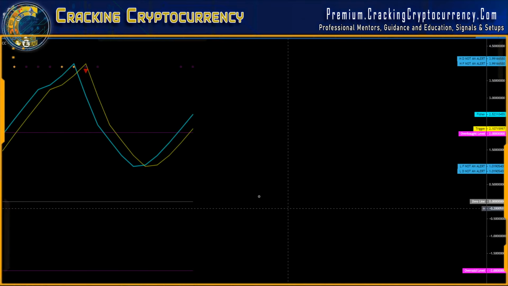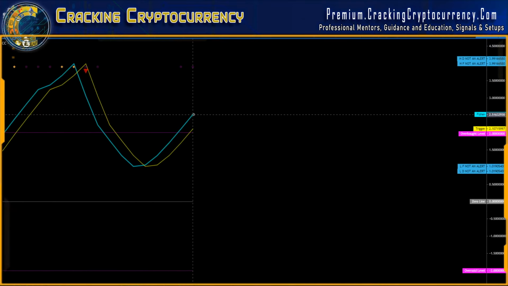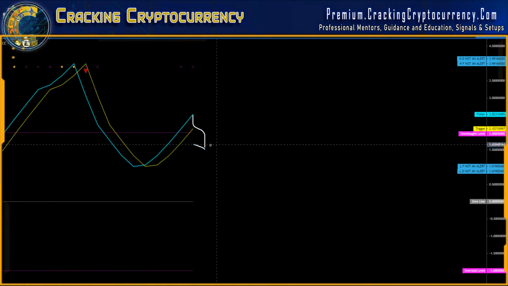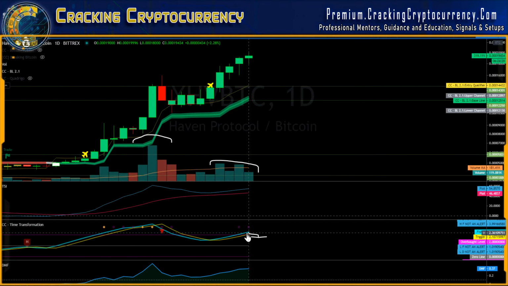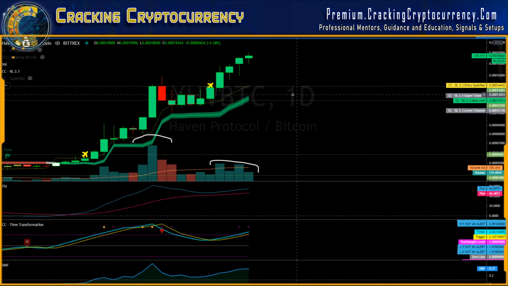What I would be watching, if you wanted a more objective signal, is to wait for time transformation to cross under the signal line. That is going to confirm a simple line cross under, which can be an exit signal. It's also going to confirm the regular bearish divergence. And like I said, if we wanted to consider re-entry areas, I would be looking at the range of about 12,000 to 14,000 sats.